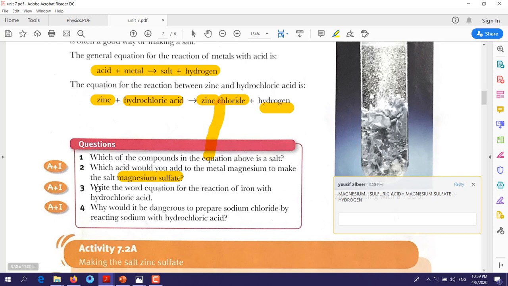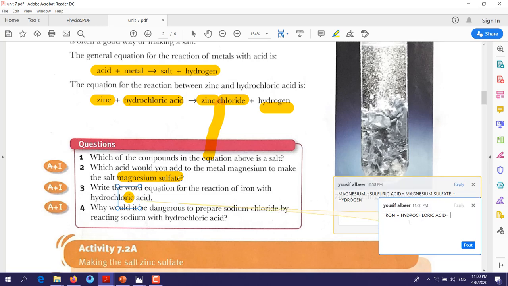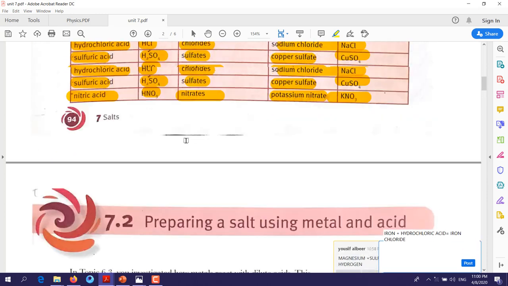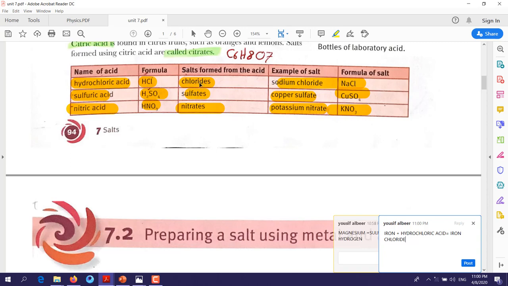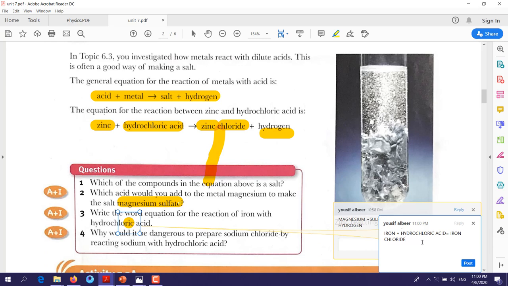Now, question number three. Write down the word equation for the reaction of iron with hydrochloric acid. Okay, iron plus hydrochloric acid equal to what? Iron is a metal. Metal plus acid will make salt. But which salt? It will be iron chloride. Why iron chloride? Because here you use hydrochloric acid. If you come back again to this table, they used hydrochloric acid, so the salt will be chloride. It will be iron chloride plus hydrogen.